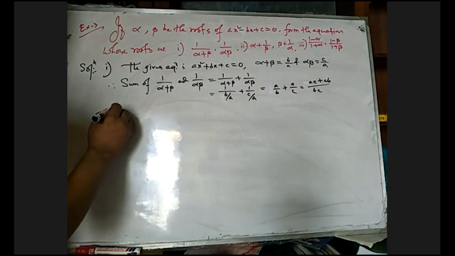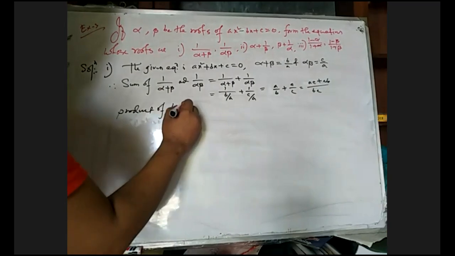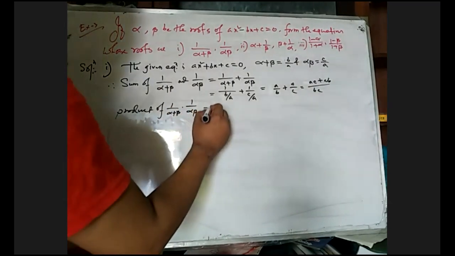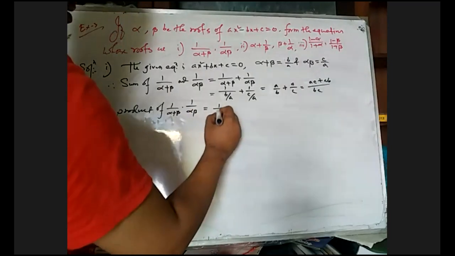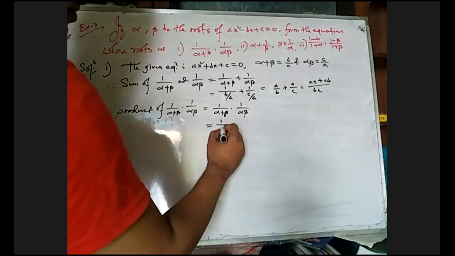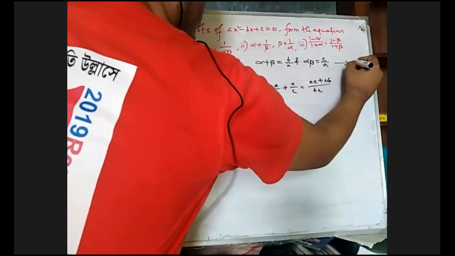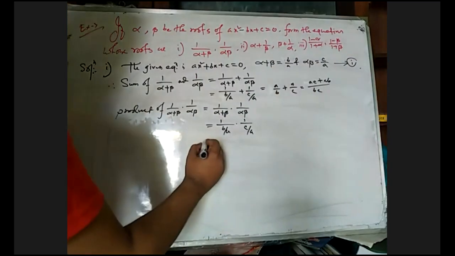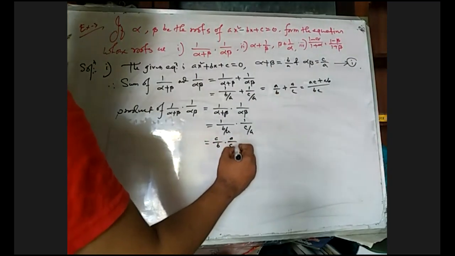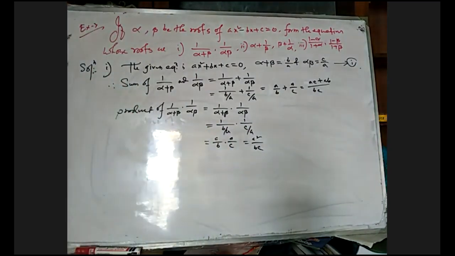Now product of 1 by alpha plus beta and 1 by alpha beta, what will be? Product is 1 by alpha plus beta into 1 by alpha beta, just putting the values b by a and c by a from the given equation, so we get a by b into a by c, so a square by bc. Product will be very easy. Product is a square by only bc.